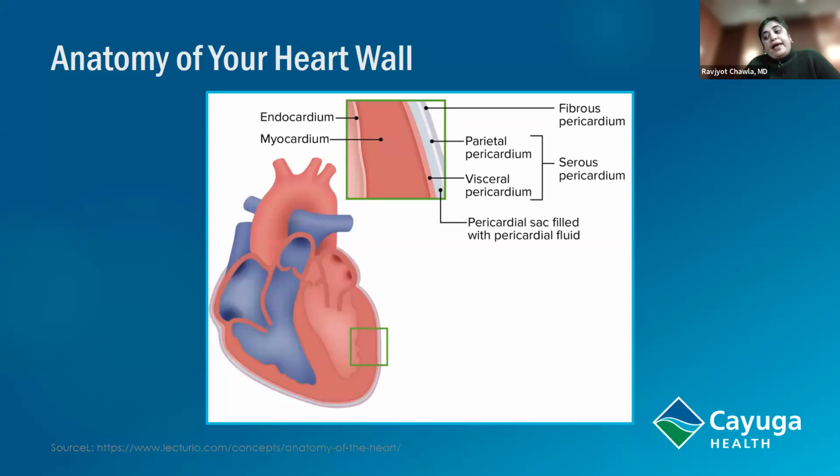So AFib can be permanent, which means it's always there, or it comes and goes. It's there for a little bit, but you definitely need to assess your risk for anticoagulation, blood thinners. You should definitely see a cardiologist.